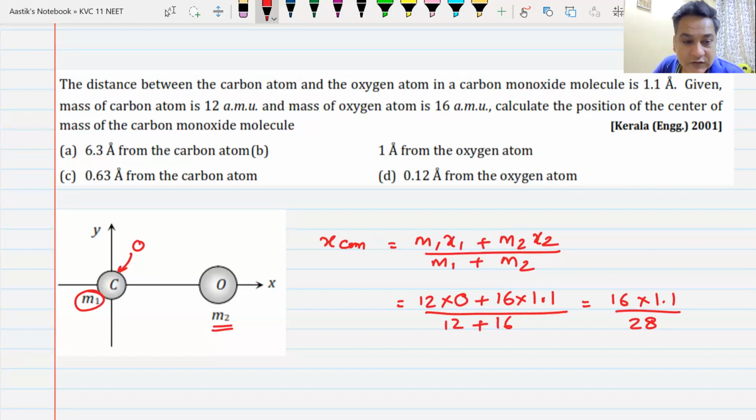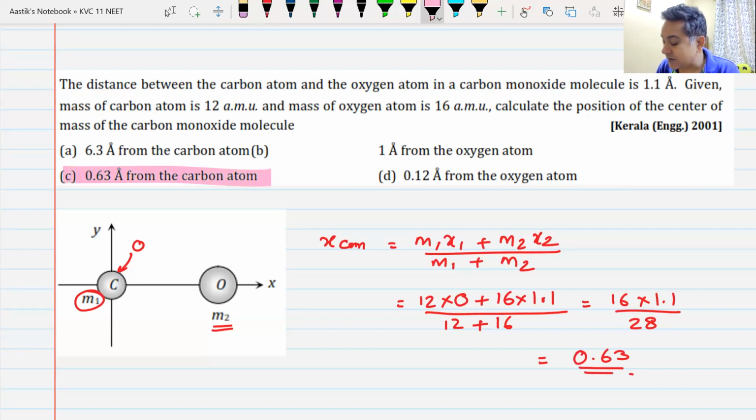You just have to calculate this. When you calculate this, you will get it as 0.63. It's just a matter of your calculation, beta, and the answer would be 0.63 Armstrong unit from the carbon atom. Do we understand how this question is done?